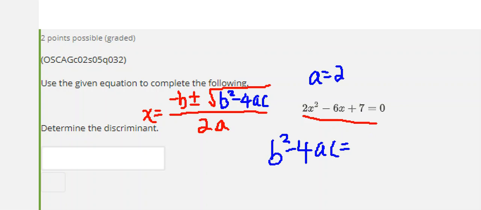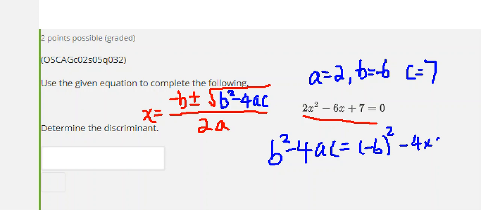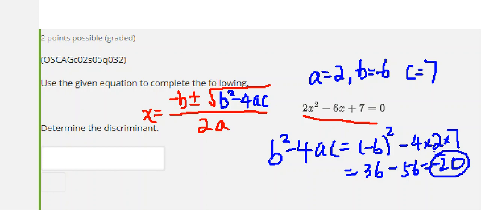So a is 2, b is negative 6, c is 7. Therefore, b squared is going to be negative 6 squared minus 4 times a, which is 2, times c, which is 7. So do the algebra. I hope that you recognize negative 6 squared is going to be 36, not negative 36, minus 56. So therefore, you have negative 20, right? That's the discriminant that you have.